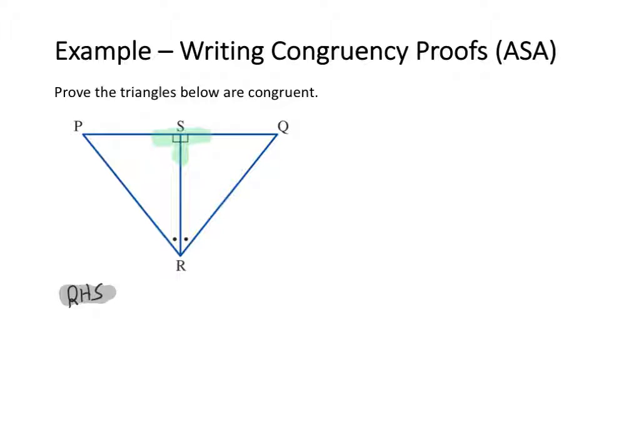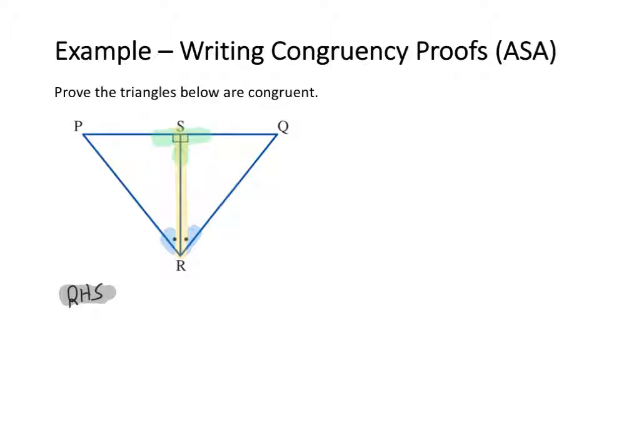So going on and having a look at what other information I have, I know that angle PRS is equal to angle SRQ. And I know that side SR is going to be common in both triangles. So I know that 2 angles and a side are the same in both triangles. And because that side that I know is the same in both triangles is in between my 2 angles, I can use the rule angle, side, angle.